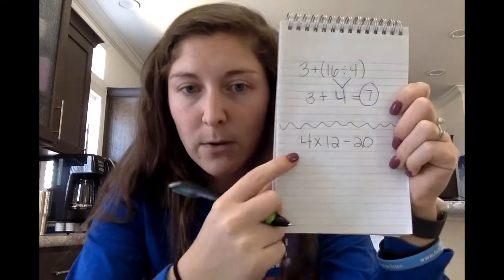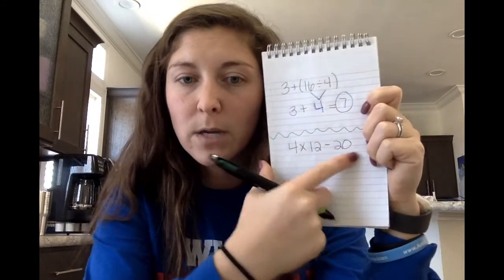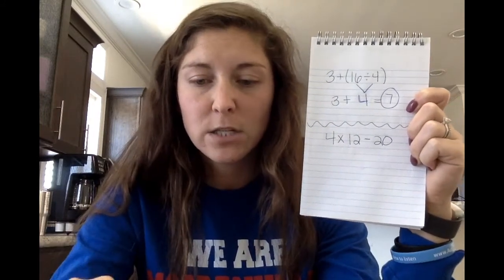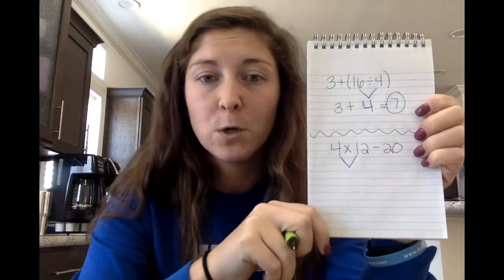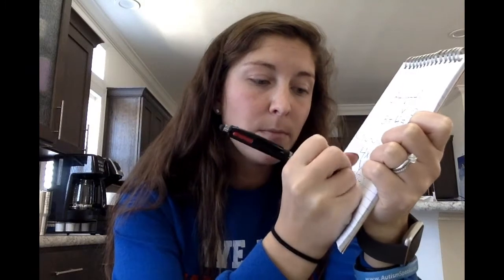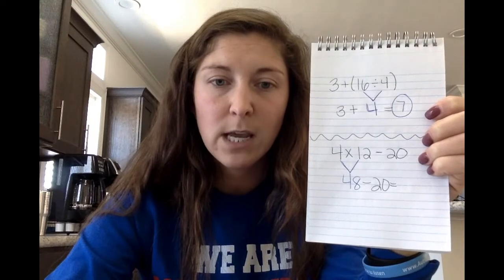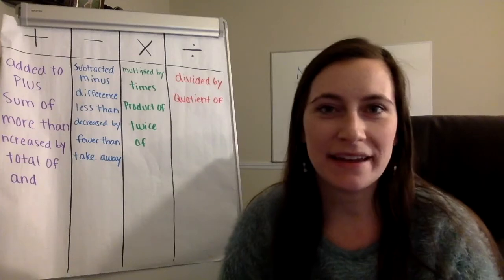All right. The next problem I want us to look at is 4 times 12 minus 20. In this problem here, what am I going to do first? I have multiplication and subtraction. And if you said multiplication, that is correct. I'm going to have to do 4 times 12 first, which when I do that, I get 48. And then again, I'm going to rewrite my problem, 48 minus 20. So take a minute to figure out what 48 minus 20 is. And when you subtract both of those, you should get the answer 28 for that one.